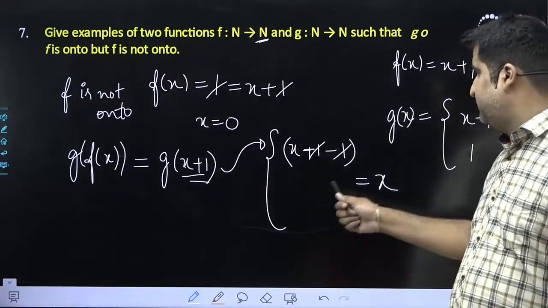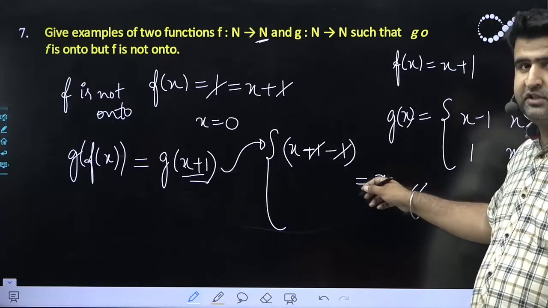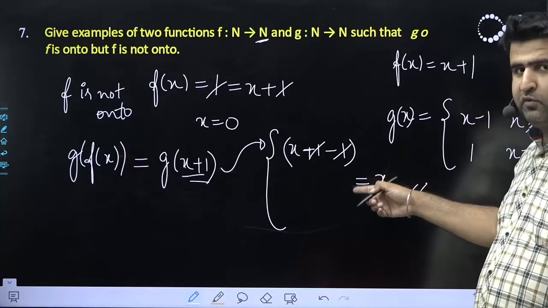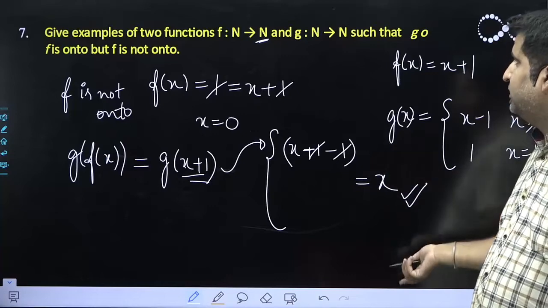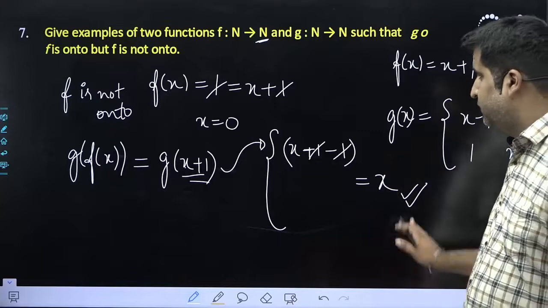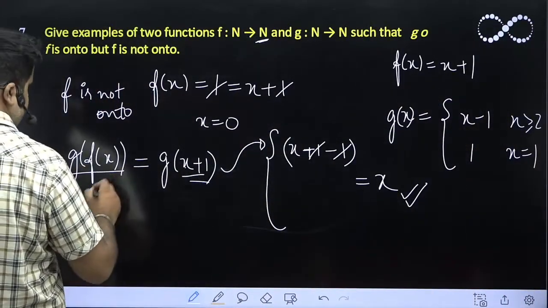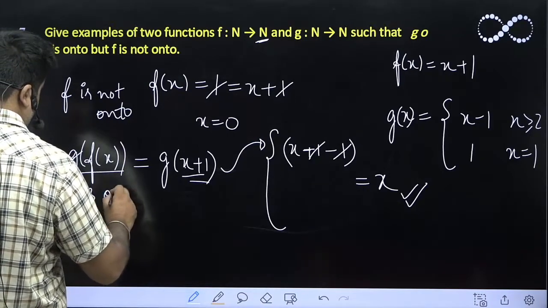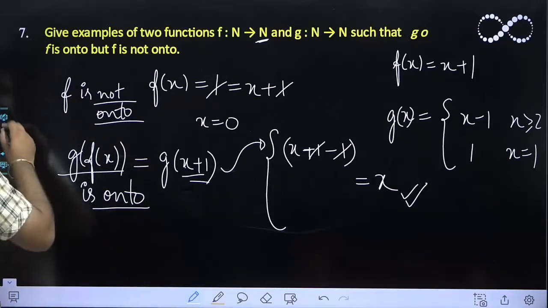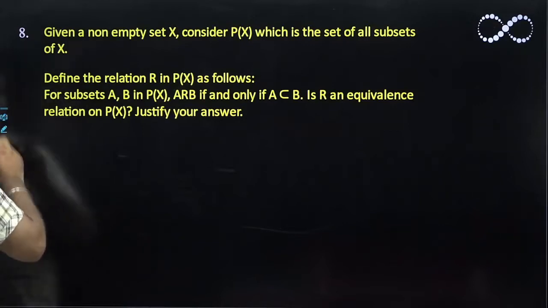Since g of f of x is equal to x, this is an identity function, right? g of f of x is equal to x. If you put 1, you will get 1. If you put 2, you will get 2. In every case, this will be an onto function. So therefore, in this case, f is not onto, but g of f of x is onto. Right? Moving on to the next question.